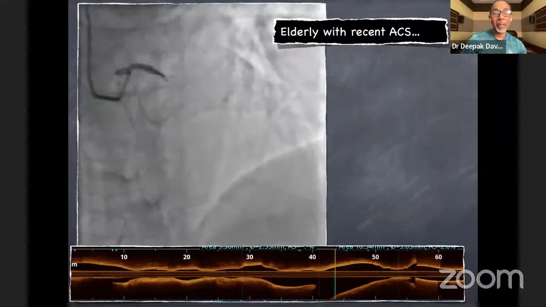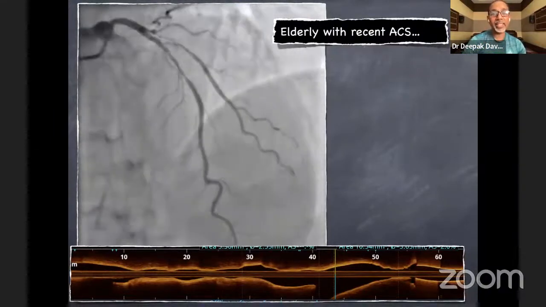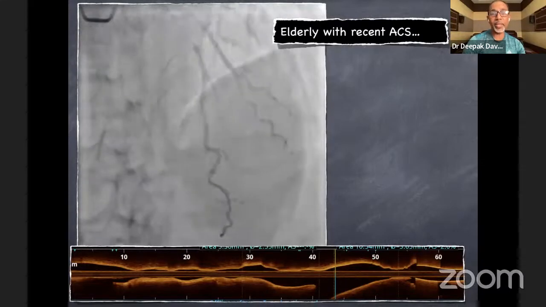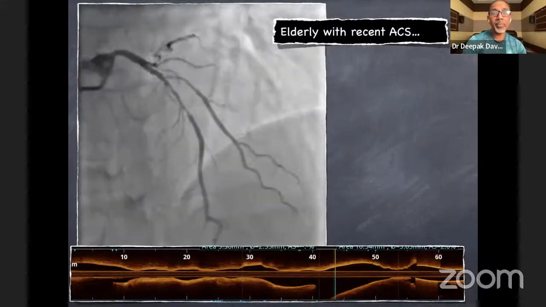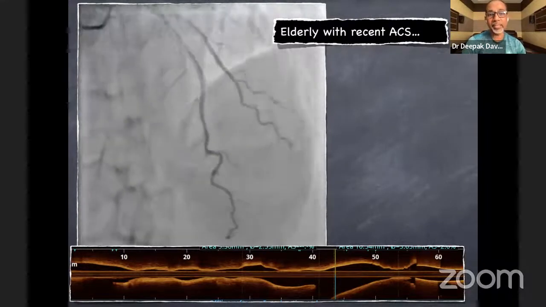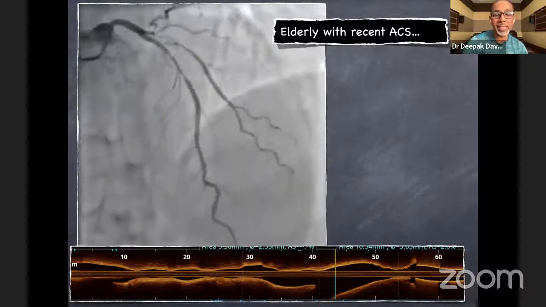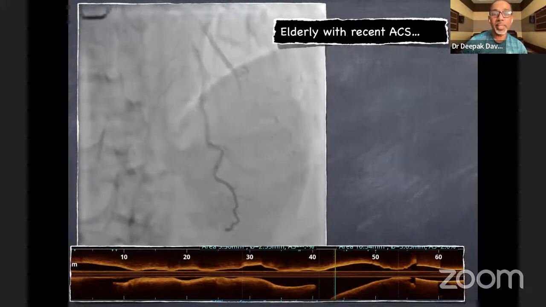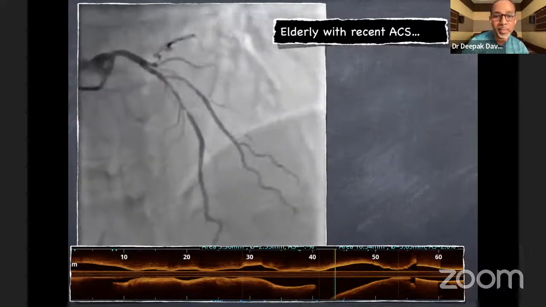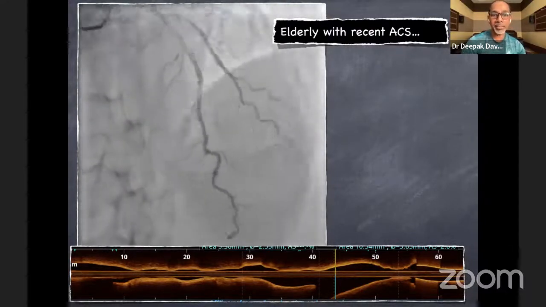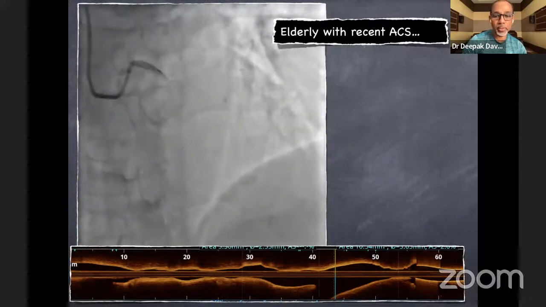So this is an LAD D1 bifurcation. It's a complex bifurcation. Why do I call it a complex bifurcation? Because it's more than 90% in the side branch, and it's more than 10 millimeters in length in the side branch. So because the lesion is more than 90% and more than 10 millimeters in the side branch, it's a complex bifurcation, and so we decided on a 2-stent strategy.